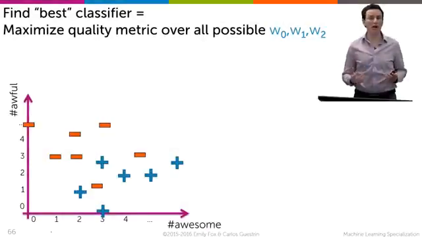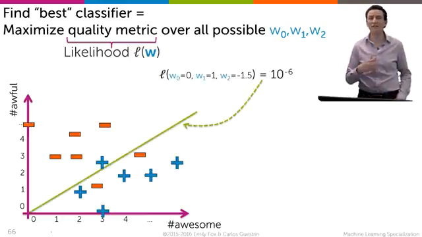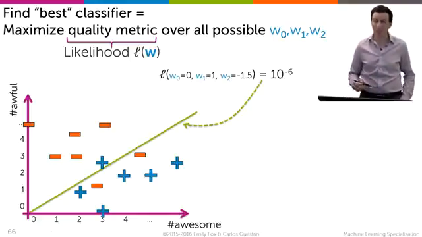Now, to find the best classifier, we're going to define a quality metric. In this case, the quality metric is going to be called the likelihood function. So for every possible parameter set of coefficients W, for example, W0, W1, and W2, we're going to be able to score it according to L of W to figure out how good it is. So for example, if I take this data set of pluses and minuses and learn the line shown in green, we might get a particular likelihood.